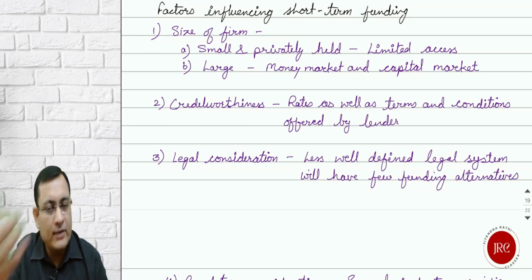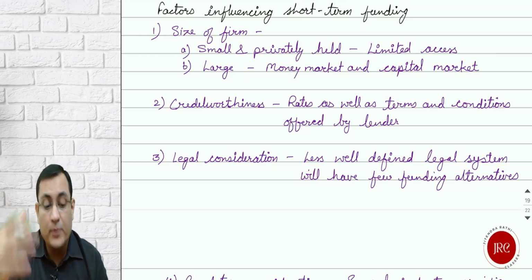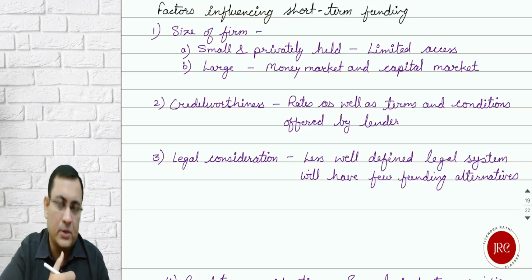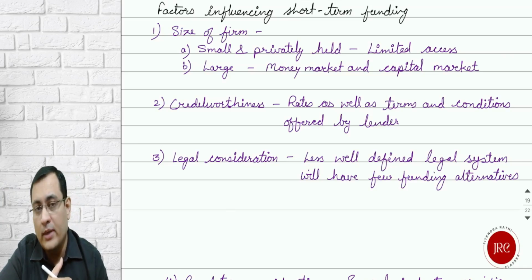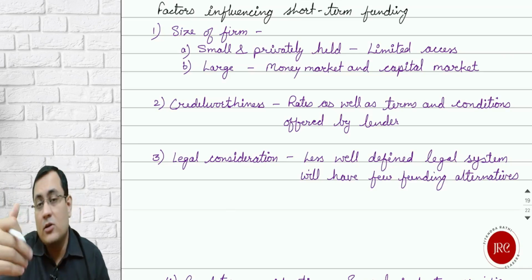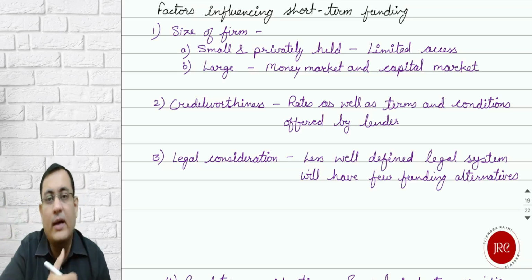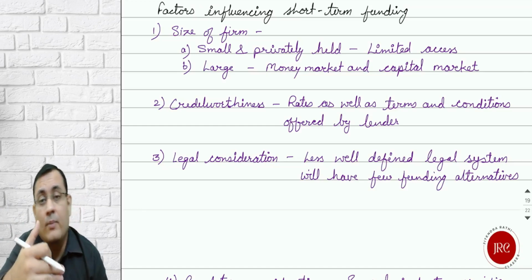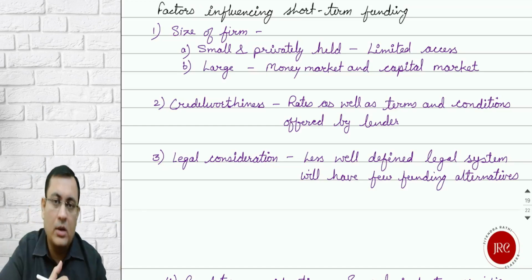Smaller firms will have fewer sources, whereas big firms will have access to the capital market also. They can issue commercial paper in the market, a short-term negotiable instrument, for raising short-term debt. Whereas smaller firms may not be able to get access to the capital market, so they may depend on bank loans or unsecured loans from known people.